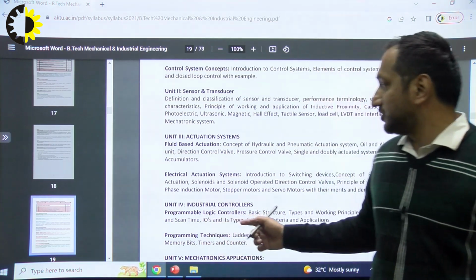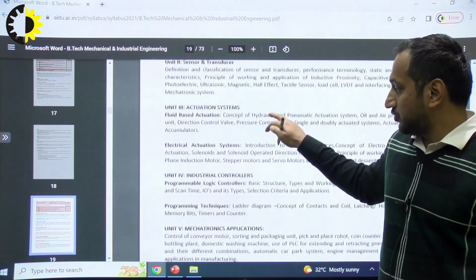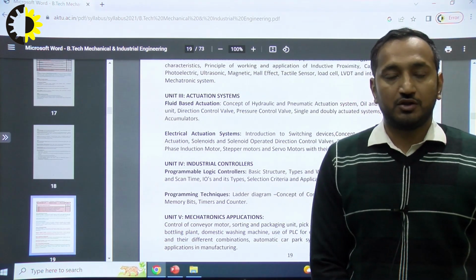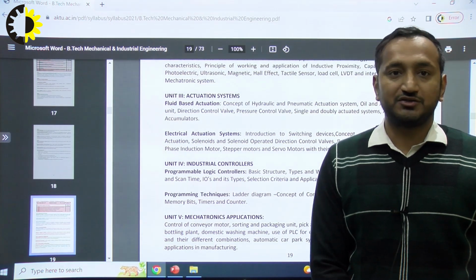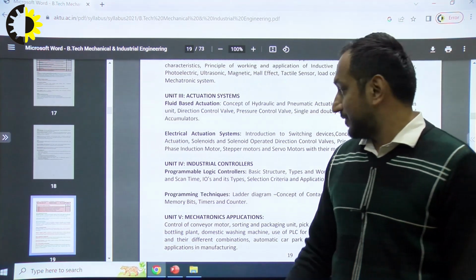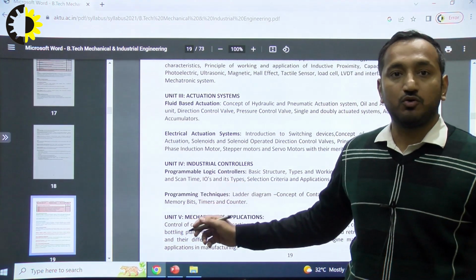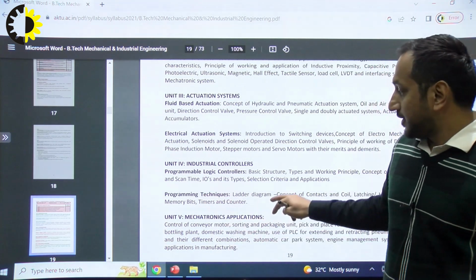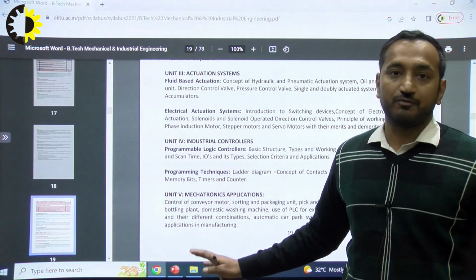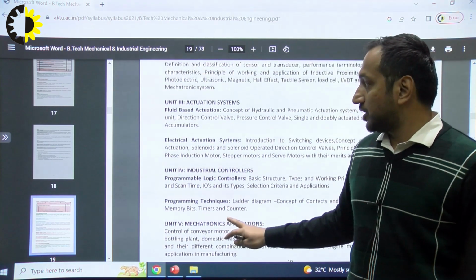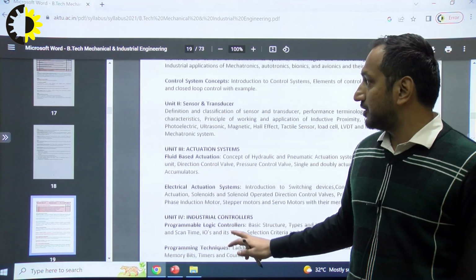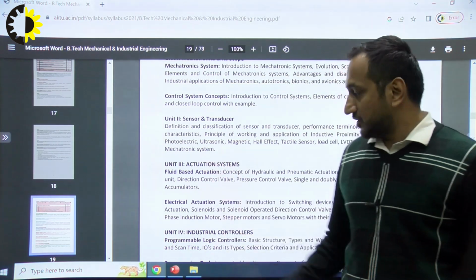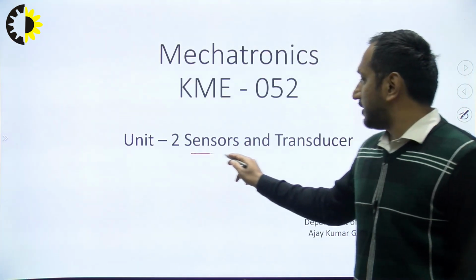So unit 3 deals with the output devices, and unit 4 deals with the controller, which essentially acts as the bridge between the input and output devices. It helps to take the decision whether a certain task is to be completed or not. In controllers, we will be discussing PLCs, the programmable logic controllers, which are used in industries. And unit 5 deals with the applications of mechatronic systems. So these are a total of 5 units, and today we will be dealing with the input devices, which are sensors and transducers. So let us start our unit 2, sensors and transducers.